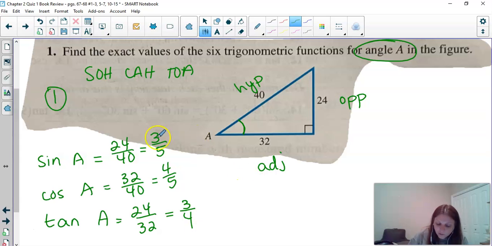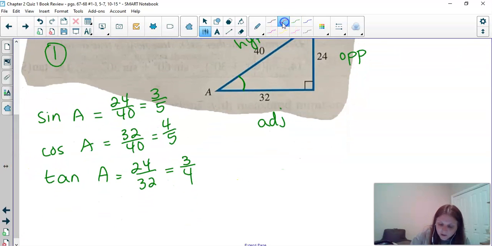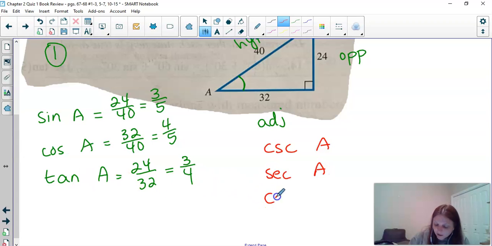This question is also asking for the reciprocals. Remember, sine and cosecant go together. Cosine and secant go together, and tangent and cotangent. Since you've already reduced these fractions, I would just use those as the reciprocals. So go ahead and just flip each one of them over, and then you'll have your reciprocals as well.